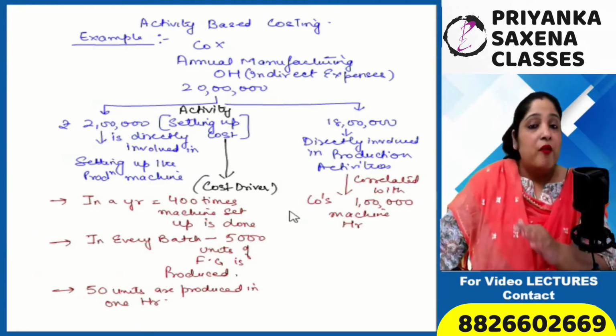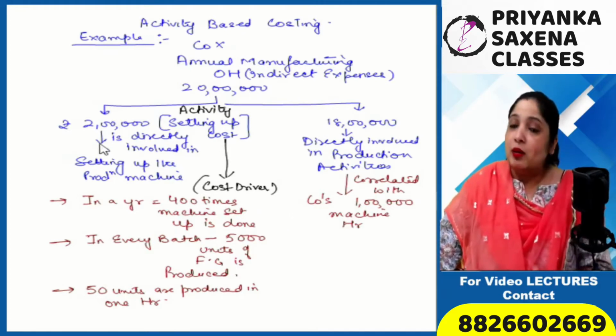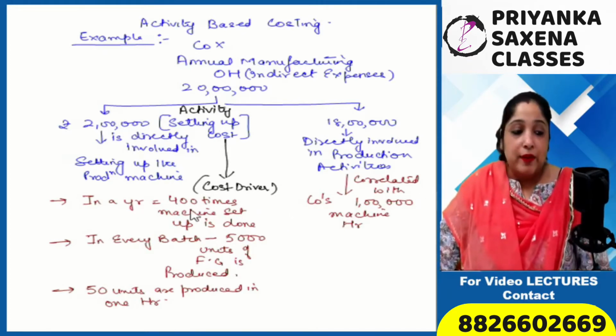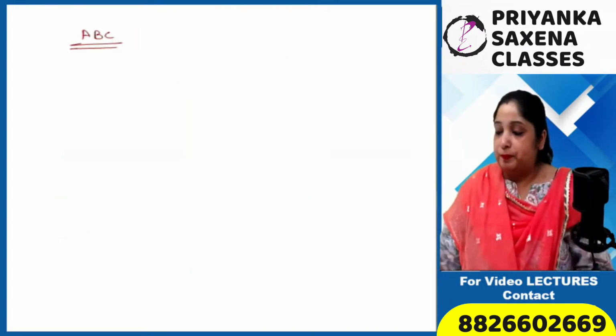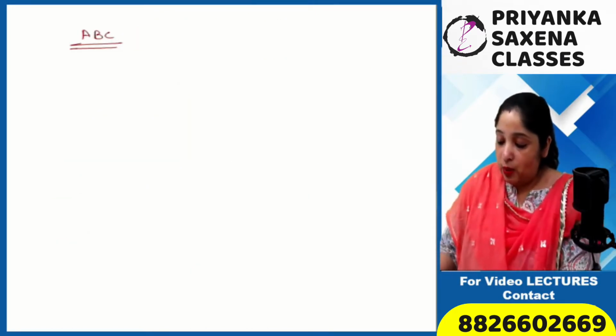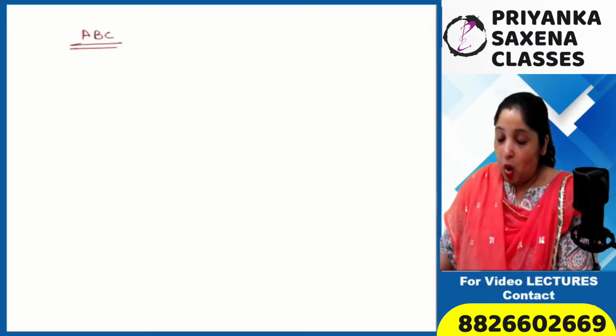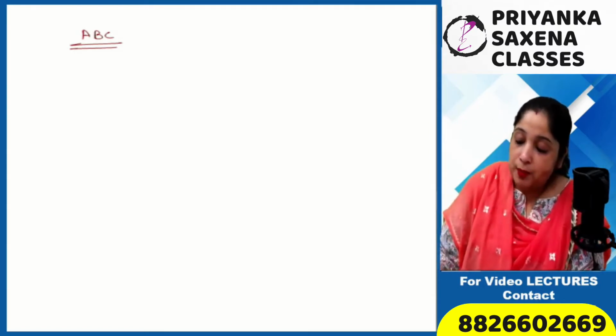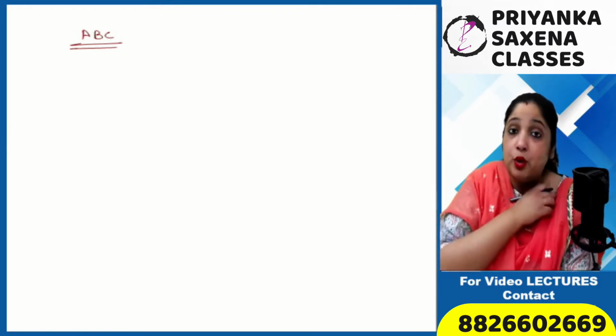As the number of machine setup times decreases, your cost decreases. So let us do one thing. We know in a year how many times we have set up the machine? 400 times. Okay. So under ABC, what will be done? The cost will be apportioned in two parts.